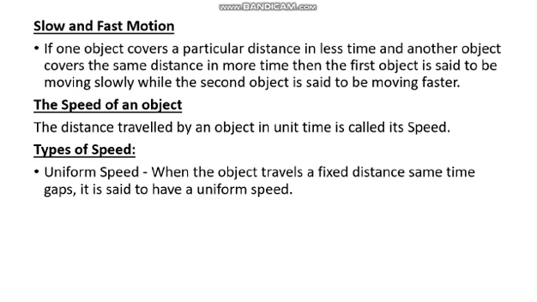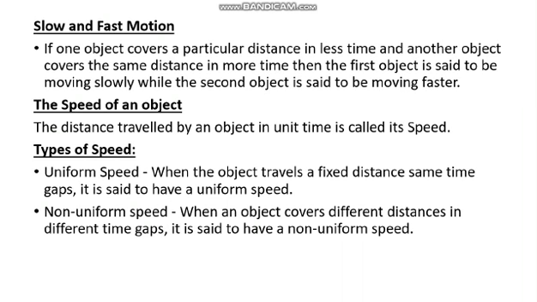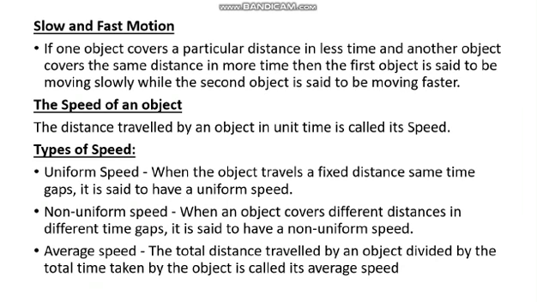An object which takes a long time to cover a certain distance is known as slow, while the other object which takes a shorter time to cover the same distance is known as fast. Example, if a school is at a distance of 5 km from our home and you go to school by bicycle, then it may take 25 to 30 minutes to reach the school. Or if you go by school bus, the same distance can be covered in only 10 minutes. So it means the bicycle takes longer than the bus.